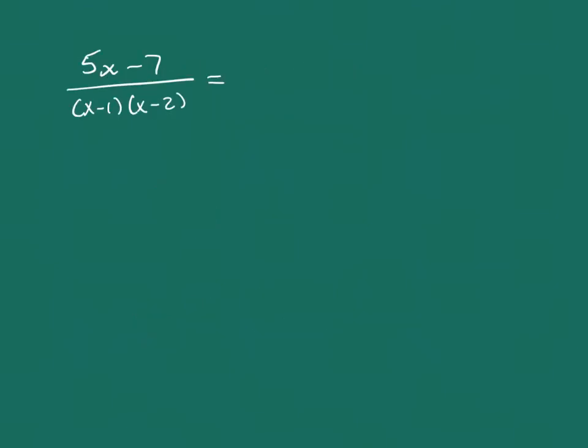All right, so from the last video, we know how our expressions are going to break down. We've got something like (5x - 7) over (x - 1)(x - 2). We know we've got two linear factors, so I'll have one term for x - 1, and one term for x - 2. Since those are linear, my numerators are both just going to be constants, so I've got A and B. So now the question is, how do I figure out what A and B are?